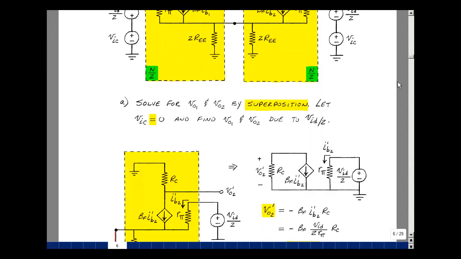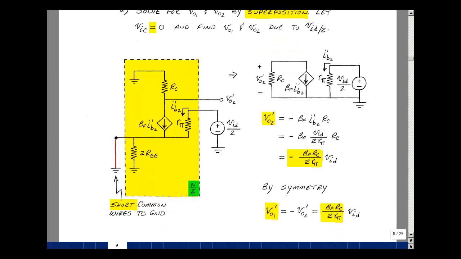If you recall from our last video, any common wire, when you have a differential signal, is sitting at 0 volts. So I'm going to replace that by a short circuit, shown over here back to ground. That short circuit shorts out this resistor 2REE. Let's redraw this. I have a lot of grounds in this particular picture. I have a voltage source VID over 2 between this node and ground, and then I have a resistor R pi back to ground, and this is right here.